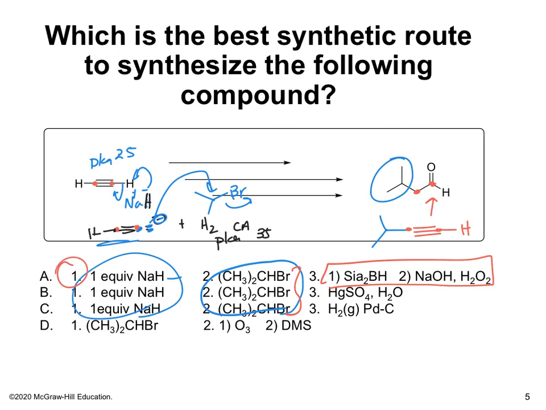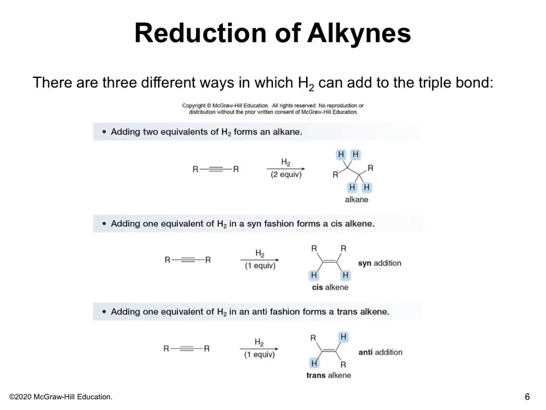What would this one give you? This would give you a ketone, and this would give you an alkane. So be able to do all of those. So reductions of alkynes, you can go all the way to the alkane, which you know how to do. That's catalytic hydrogenation.